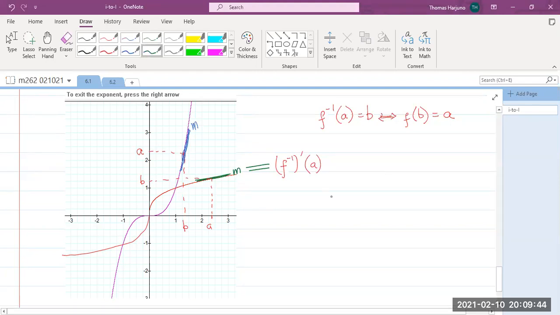So the slope of the green one is equal to 1 over, let me call this M1 and this is M2, it's always the reciprocal of M2. Now, what is M2? M2 is the slope of the function at B, right? But what is B? B is the inverse function from A. That's how we get that formula.